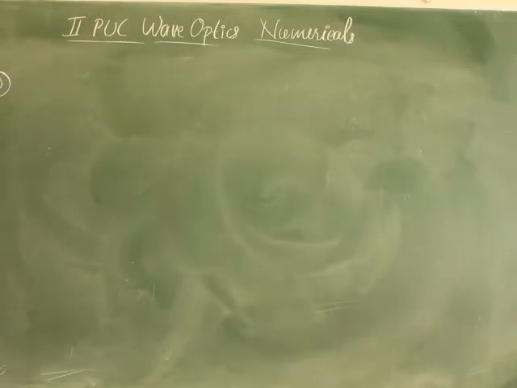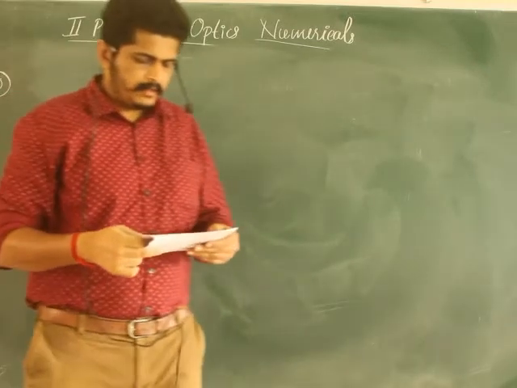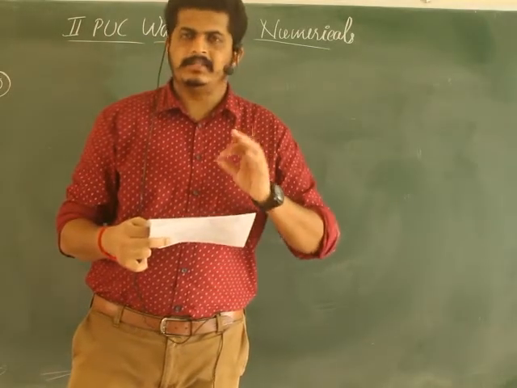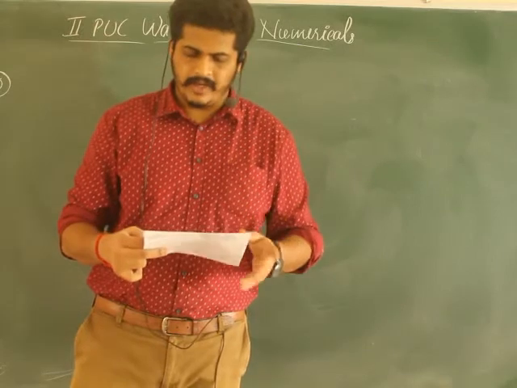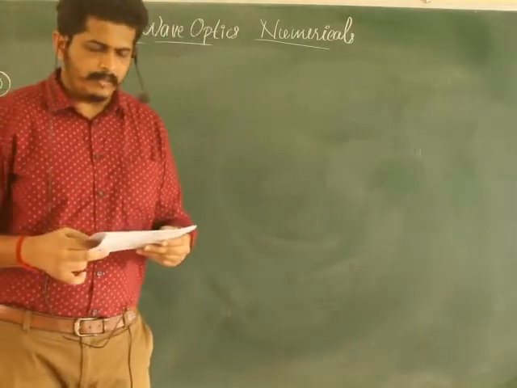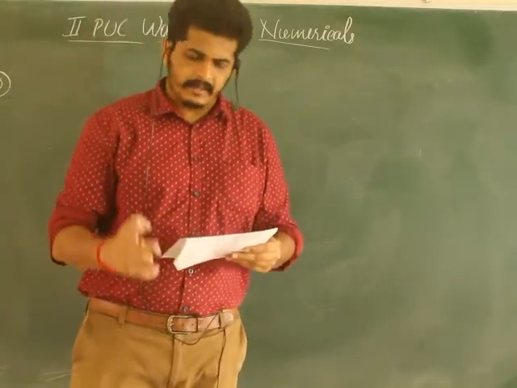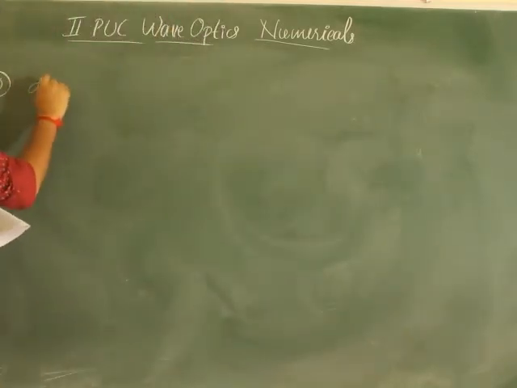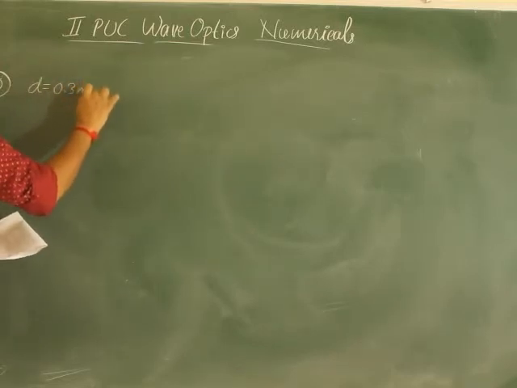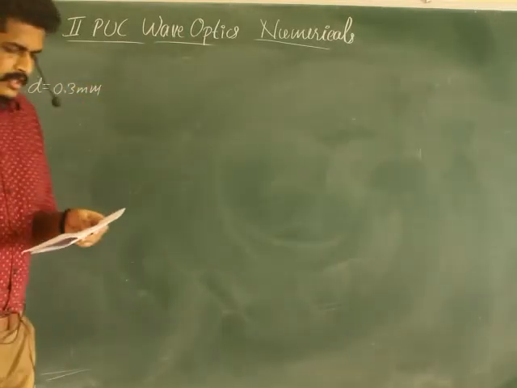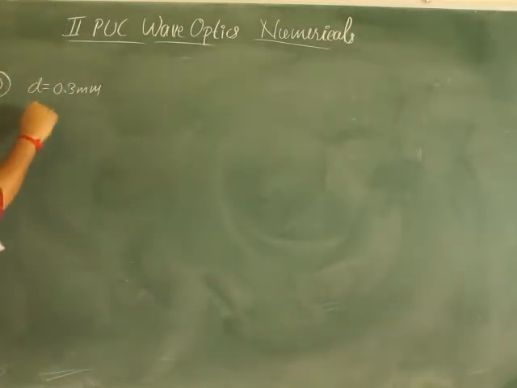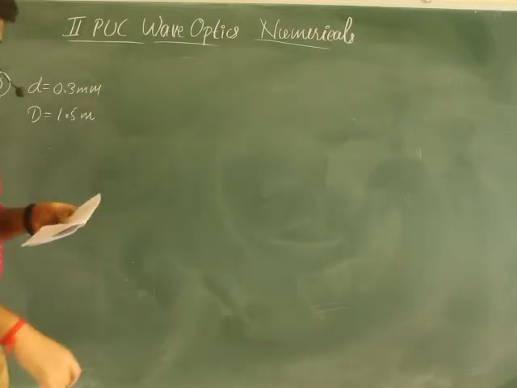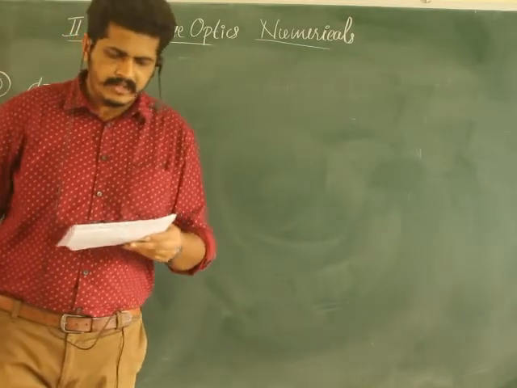So question number 10, let us see. A single beam of light consisting of two wavelengths, 500 and 400 nanometer, is used to obtain interference fringes in Young's double slit experiment. The distance between the slits is 0.3 millimeter. The distance between the slit and the screen is 1.5 meter. Compute the least distance of the point from the central maximum.